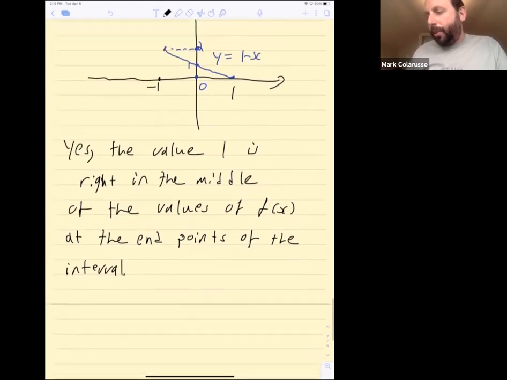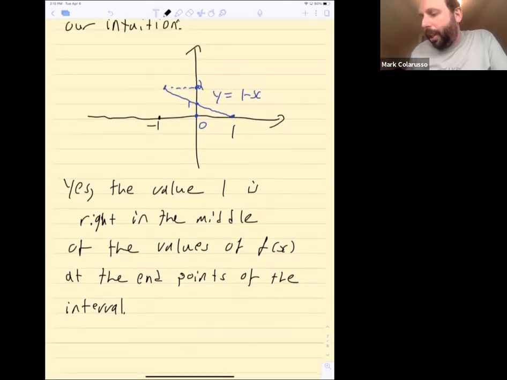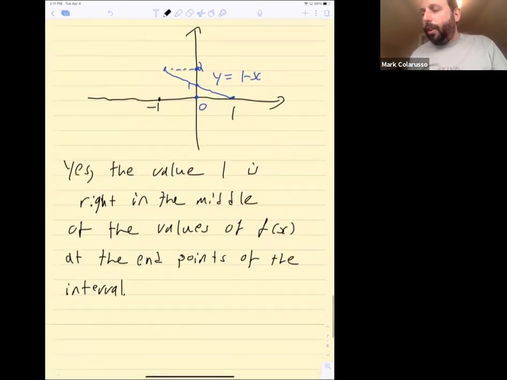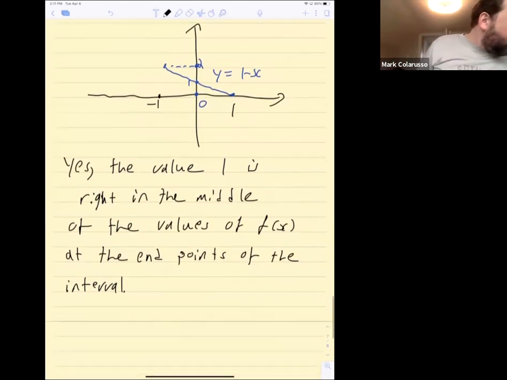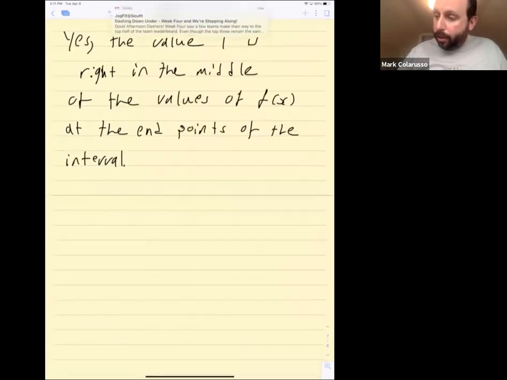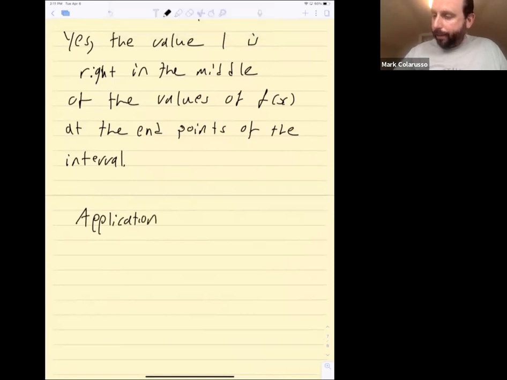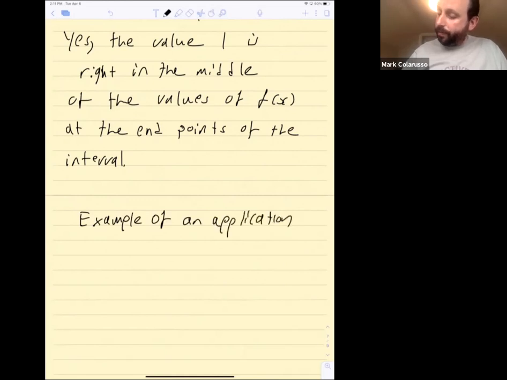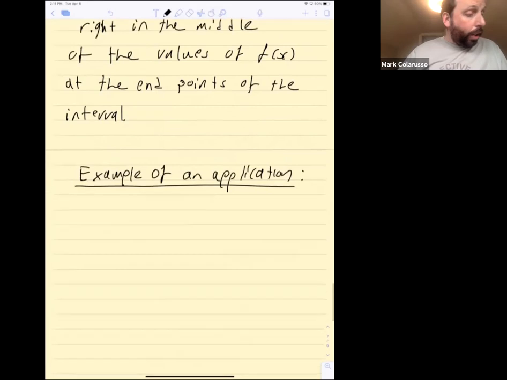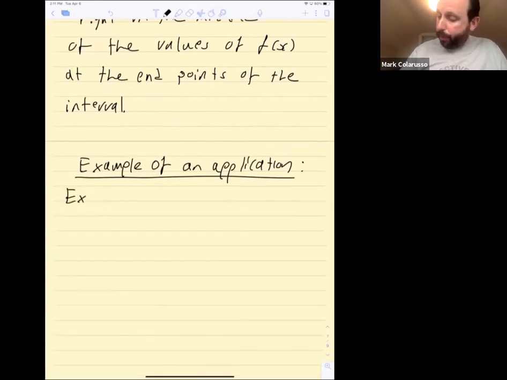But it just shows you that this formula does what it expects you to do in a very, very easy case. Okay, so let's do an application. Example of an application, what I was hinting at earlier. Okay, so this is example 2.